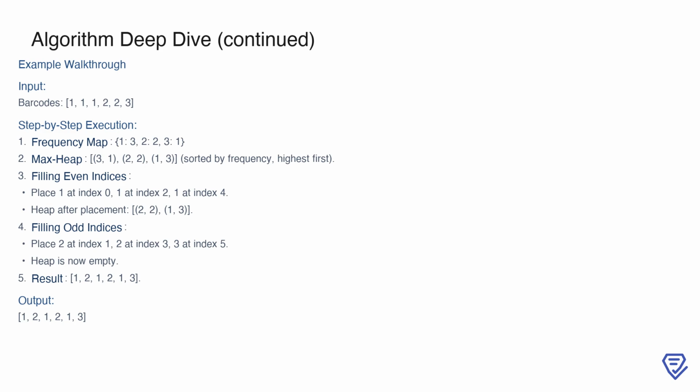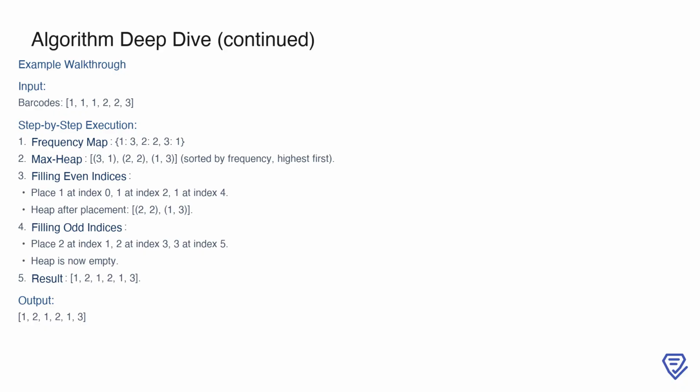Let's walk through an example to see how the algorithm works in practice. Suppose the input barcodes are 1, 1, 1, 2, 2, 3. First, we build the frequency map, which gives us 1: 3, 2: 2, 3: 1. Next, we insert these frequencies into a max heap, resulting in (3, 1), (2, 2), (1, 3), where the most frequent barcode, 1, has the highest priority.